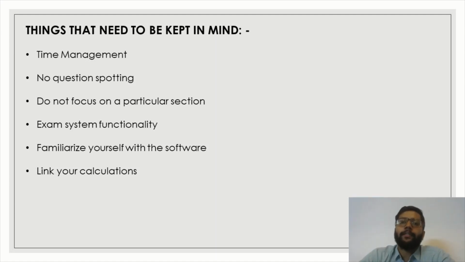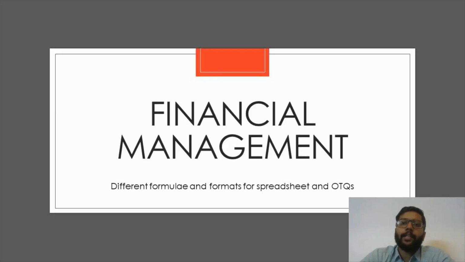Next, I'm going to leave you with one tip for each of these applied skill level papers. Starting with financial management, there are different formulas and formats to be used for your objective type questions and your constructed response questions. So be extremely careful about them and make sure that you're comfortable doing the calculations in both the methods, be it by hand, which you'll be using for the objective type questions, or using the spreadsheet function for your constructed response questions. You must be comfortable with both.